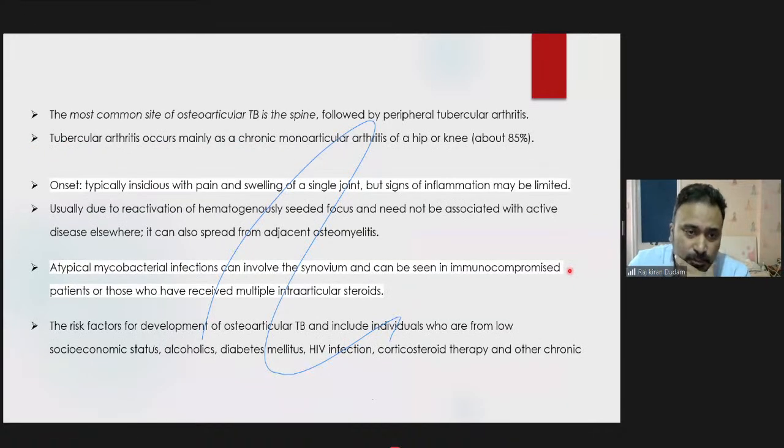So coming to next, tuberculosis. The most common site of tuberculosis is the spine. Pott's spine is the most common osteoarticular tuberculosis that we see. After the spine, the hip and knee share the next burden of bone TB. And most often it can present like a chronic monoarthritis of the hip joint or knee joint, with pain and inflammation.